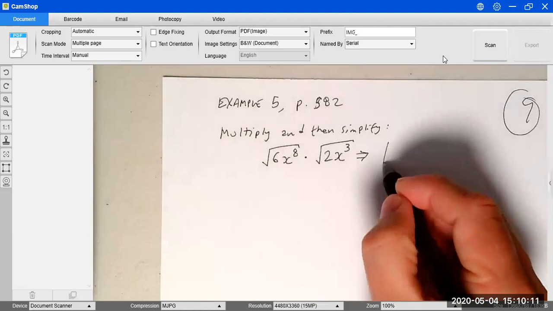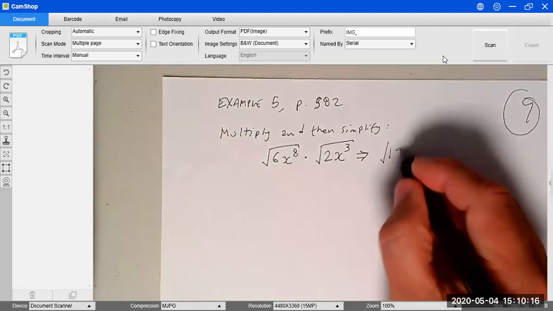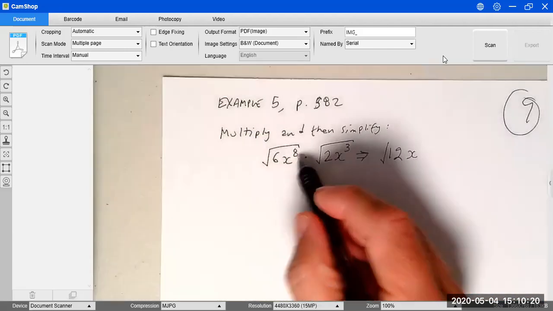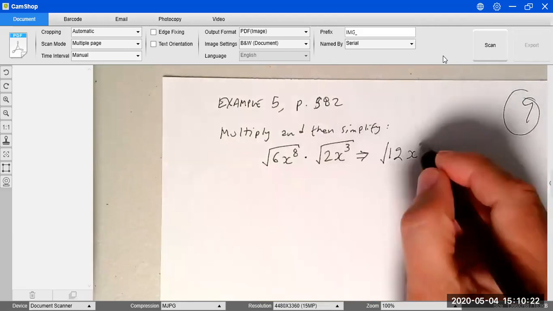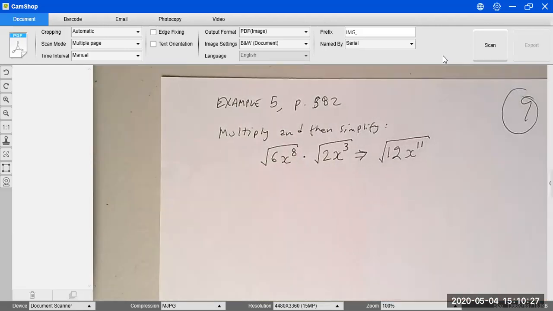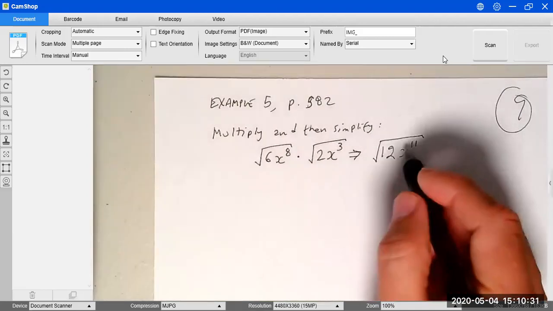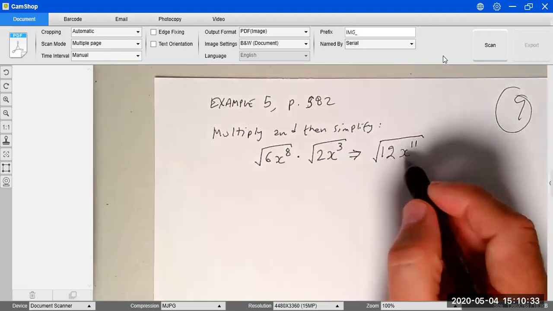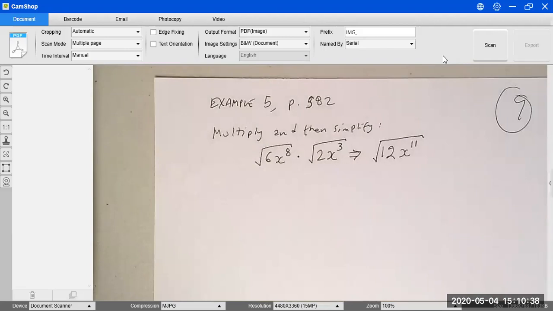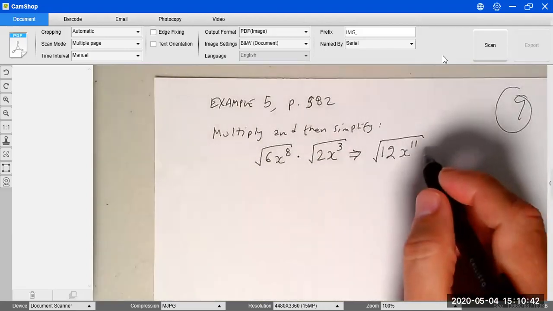So we're going to multiply coefficients. 6 times 2 is going to be 12, and for x it's just the addition of the exponents, so it's going to be x to the 11. Now we're going to simplify this radical, and by simplifying we mean that we need to break the radical into radicals. Remember, one is for perfect squares and the other radical is for non-perfect squares.